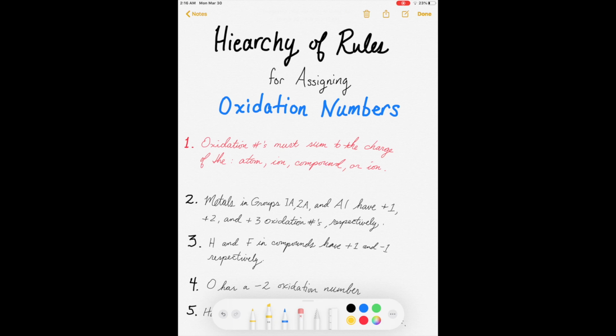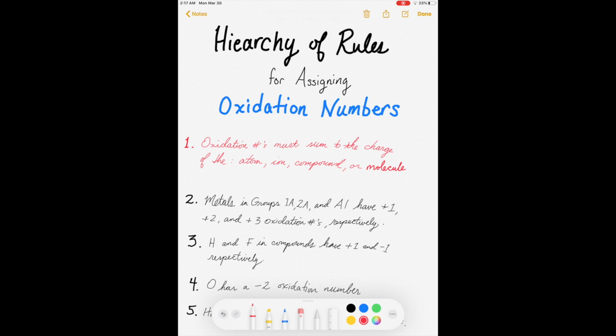Whichever rule, if there's ever a conflict, let's say I've got to assign oxidation numbers and I'm getting a conflict between 2 and 3. Well, because this is a hierarchy, rule 2 would win. All right, so we always start with rule 1 and then work our way down through a compound. Let's go through these together and then we're going to get some practice assigning these, okay?